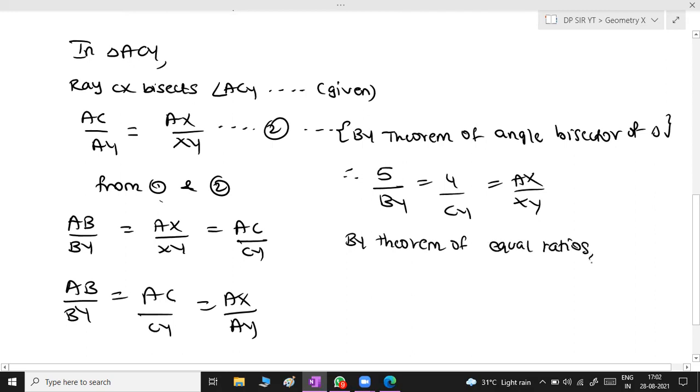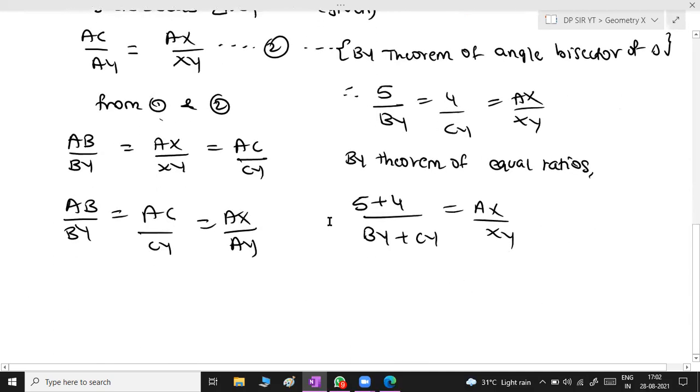I don't know whether you are aware of this theorem or not, but the theorem of equal ratios, we add this, so 5 plus 4 upon BY plus CY is equal to AX upon XY. Theorem of equal ratios was there in the old portion, I guess the last batch of 2018 had it, but you don't have it. But it's easy, you can apply it if you know. So 9 upon BC is equal to AX upon XY.